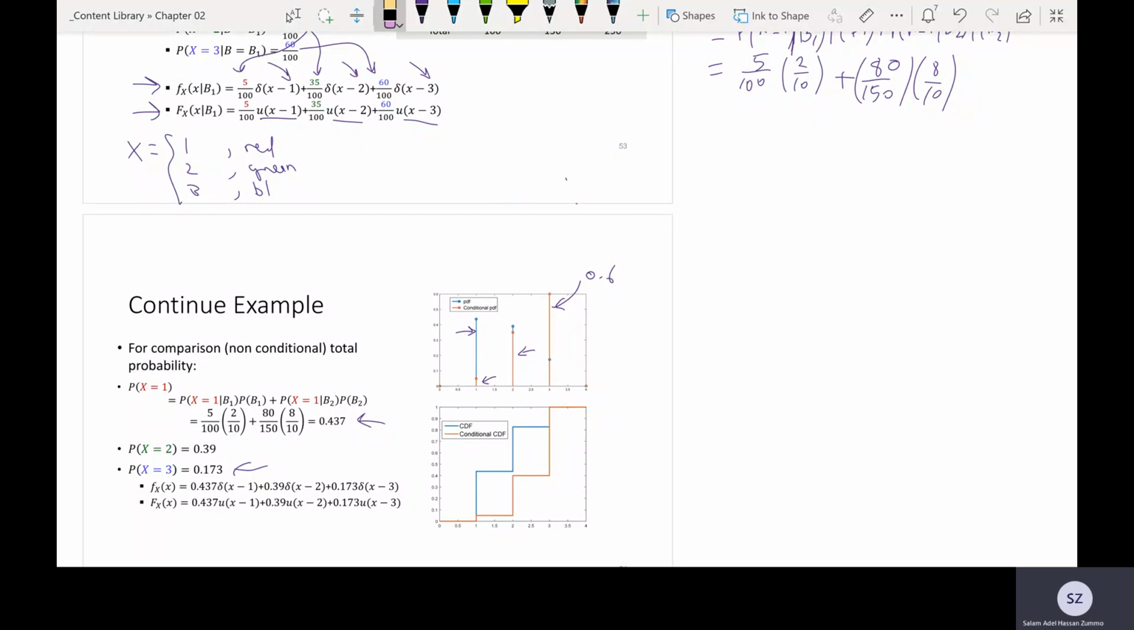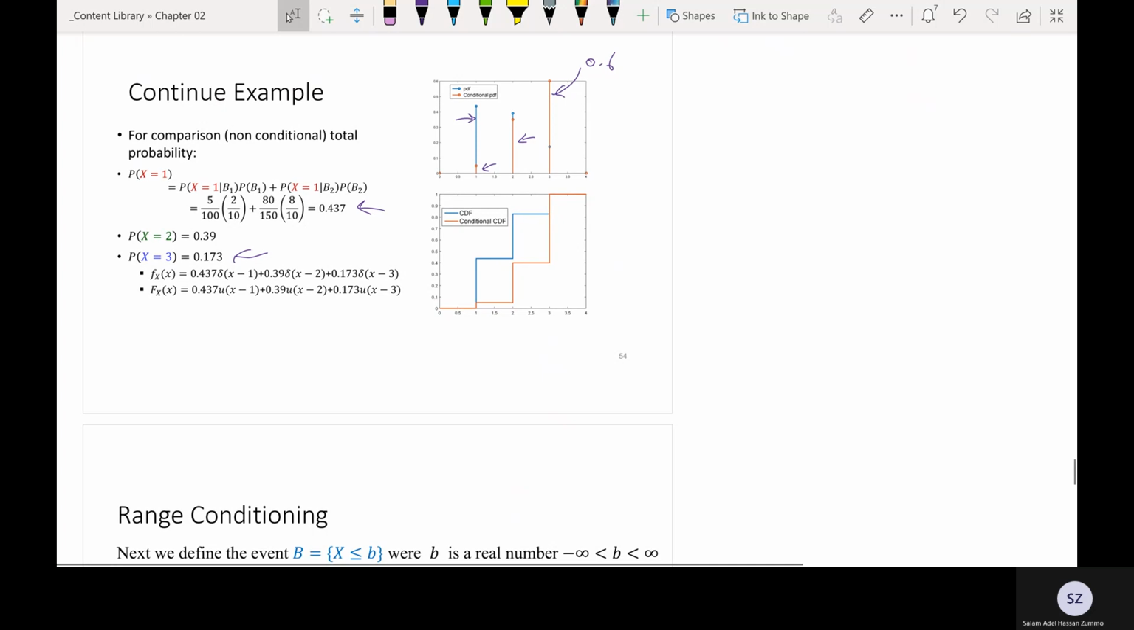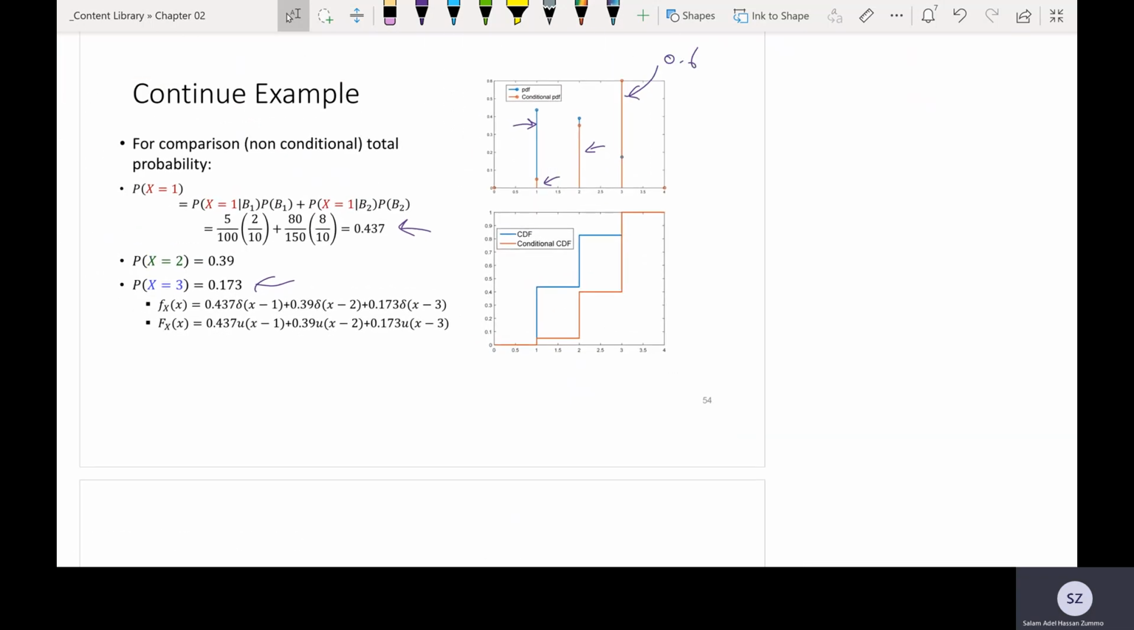Okay, let's try to reduce the movements. So guys, now you can see the PDF and the CDF, how the conditional and the original PDF look. Now the CDF: by integrating the PDF you get the CDF. For example, without conditioning, what is the probability that X is strictly less than 1? Given B1, can X be less than 1? So in both ways, it's 0.